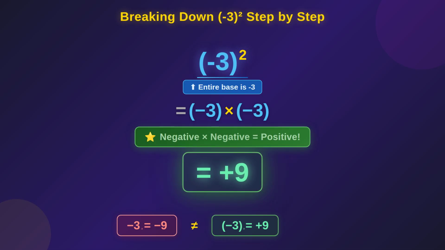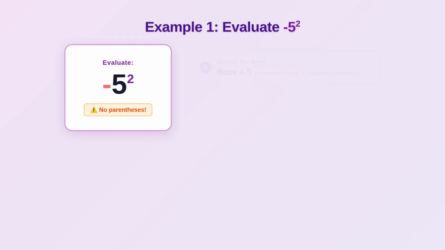Same digits, different answer. Maya couldn't believe it. Just a pair of parentheses turned -9 into +9. Let's practice with Maya on her homework.